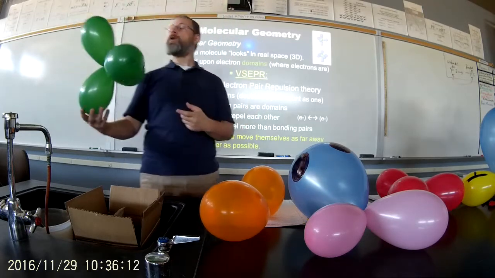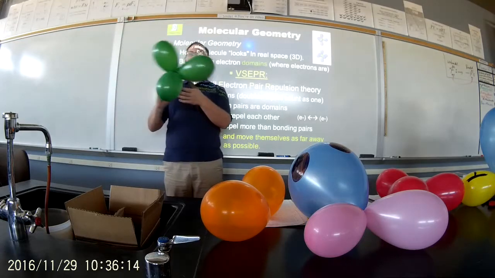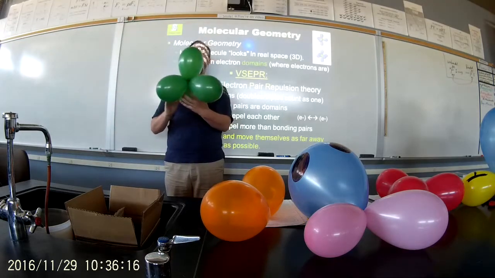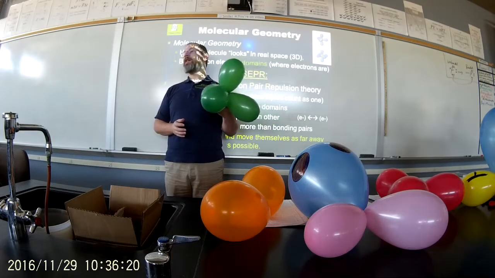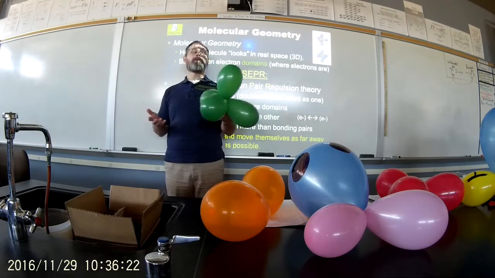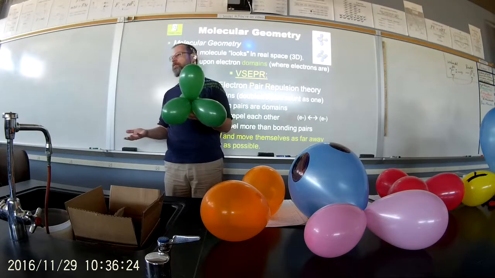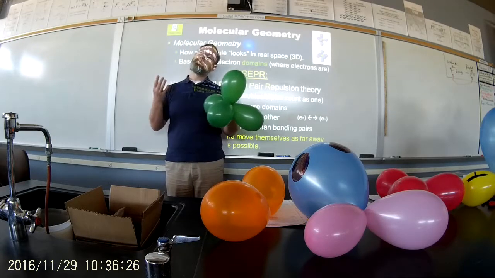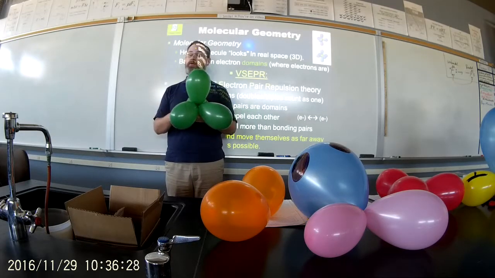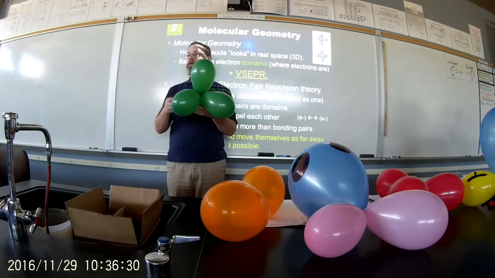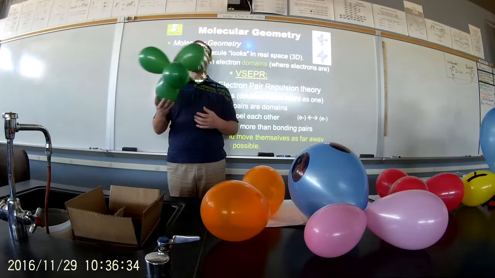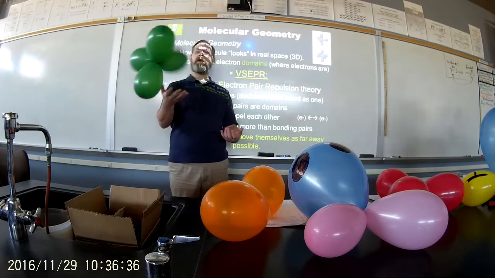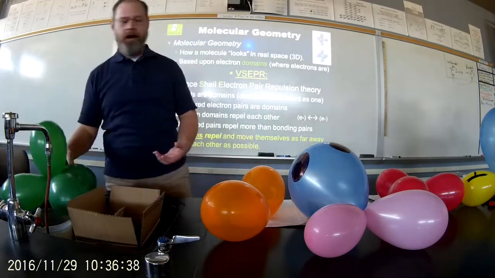When you have 4 domains that orient themselves as far away as possible, it makes a tetrahedron, and we call it tetrahedral geometry. Tetra means 4. We have an advantage because my generation played Tetris. You can play Tetris. You just get on your phone and type in Tetris. So tetrahedron, 4. Flying tetrahedral geometry.